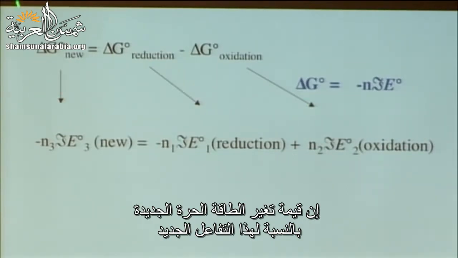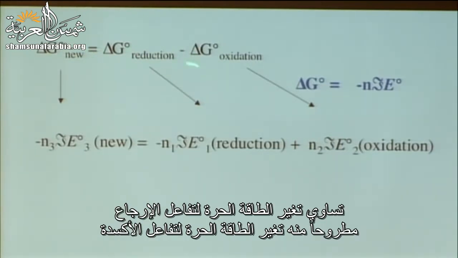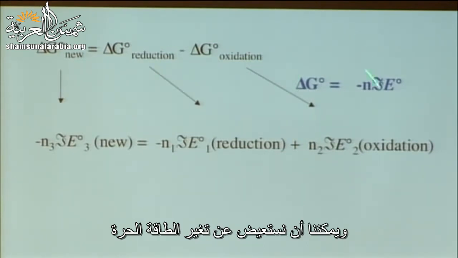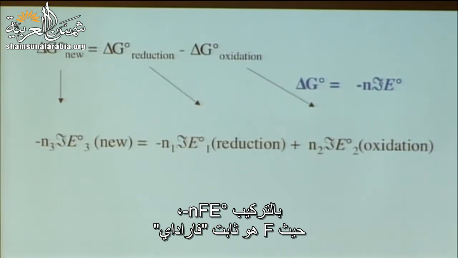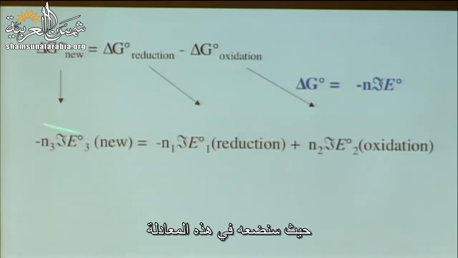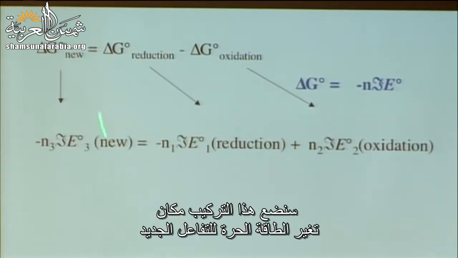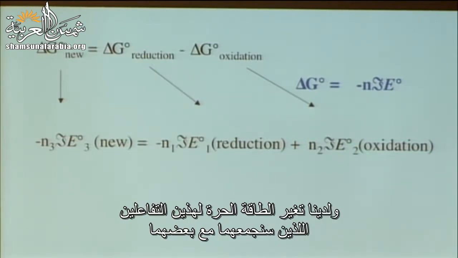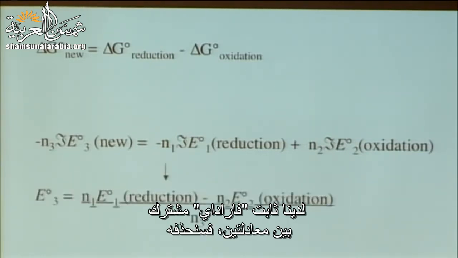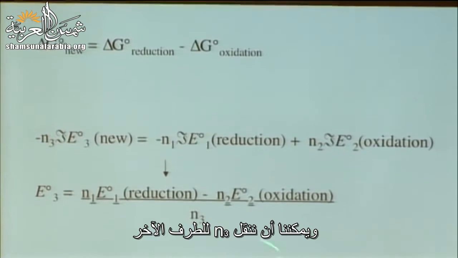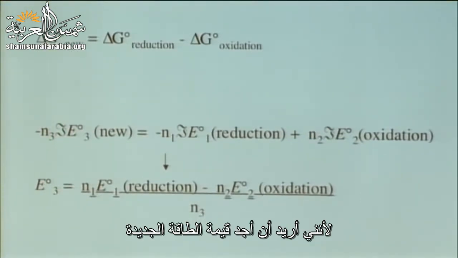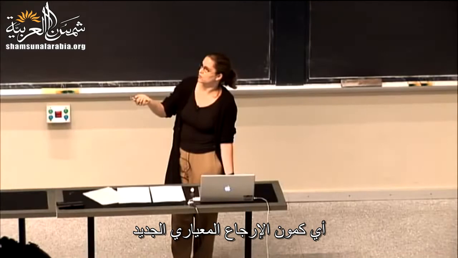So the new delta G for that new reaction will be equal to the delta G naught for the reduction minus the oxidation reaction here. But we can substitute for delta G this minus n Faraday's constant times our reduction potential and put it into this equation here. And so we have it for the new reaction and then the two reactions that we're adding together. So we have Faraday's constant in common, so that's going to cancel out. And we can also move n3 to the other side because we want to solve for this new E value, this new standard reduction potential.